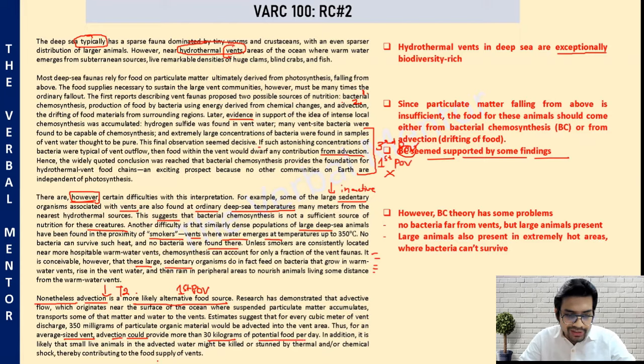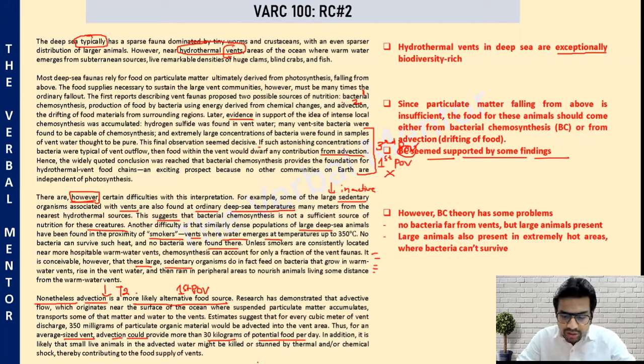In addition, it is likely that small live animals in the advected water might be killed or stunned by the thermal shock or chemical shock, thereby contributing to the food supply of the vents. So the small animals might also get killed because of advection, because of this drift, this pull inside the vent, and they further provide for the food source of large animals living inside or near the vent.